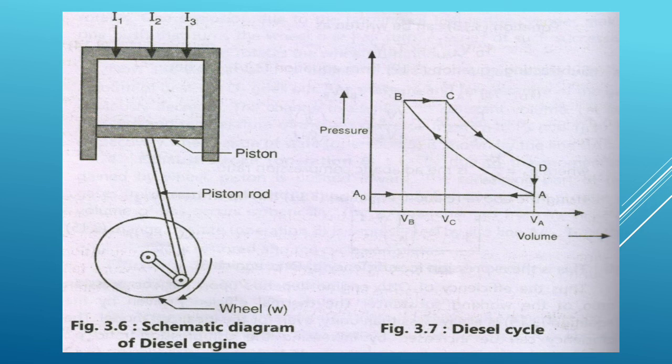Now in sixth operation, that is exhaust stroke, lastly the piston moves inwards and the remaining part of the gas is forced out. Now the change in volume of the gas occurs isobarically, and volume changes from VA to V0. Now this change is represented by the line AA0, and hence after completing 6 operations its original state is restored and the cycle completes.